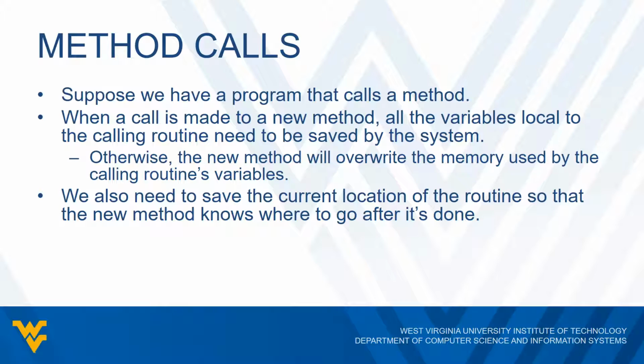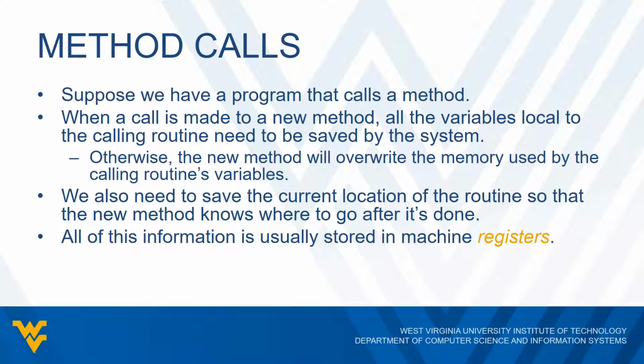We also need to know the current location of that routine, because if we call a method, how do we know when to go back? We've just been assuming at this point that the computer knows exactly where to go back, but we need to be able to say, here is the instruction that you would go to in your code to do that. So we need to store that information as well.